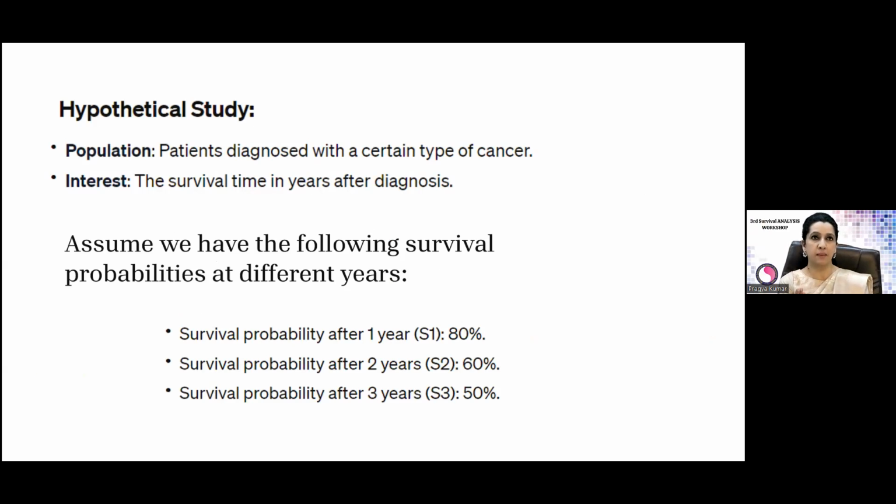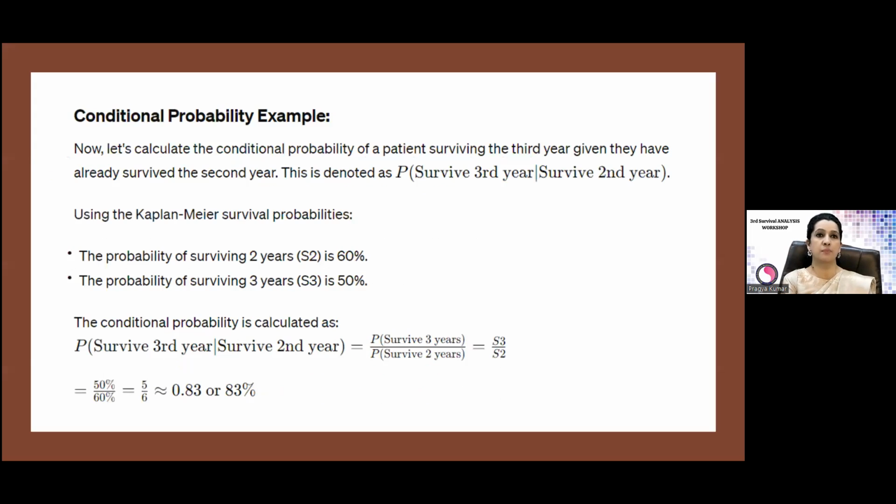Like I gave this example, if a patient is diagnosed with a certain type of cancer, and you have the survival probability after 1 year, 2 years, and 3 years, that is 80%, 60%, and 50%. You get that from the life table also, or from the table which you see in the JAM movie. So what is the conditional probability? That means how the cumulative survival is calculated. If my interest is in the survival during the third year, if the person has survived till the second year, it will be denoted as this term, as you can see here.